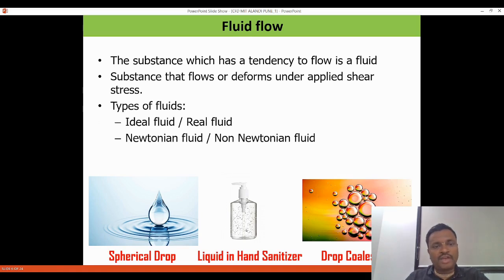The classification is ideal fluid and real fluid. Ideal fluid does not exist, but we assume that viscosity is zero for an ideal fluid. There are real fluids, starting from water, mercury, oils, kerosene, gases. One which obeys Newton's law of viscosity, tau equals mu du by dy, is a Newtonian fluid, and one which does not obey tau equals mu du by dy is a non-Newtonian fluid.